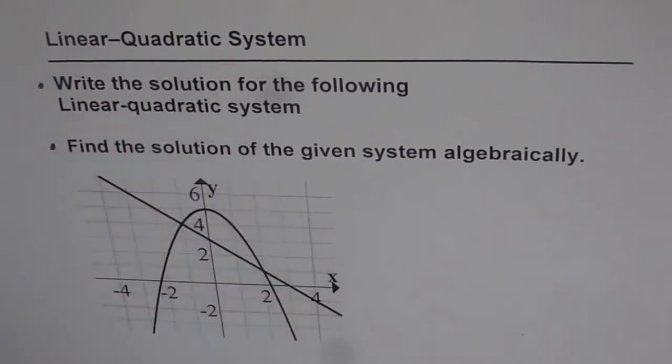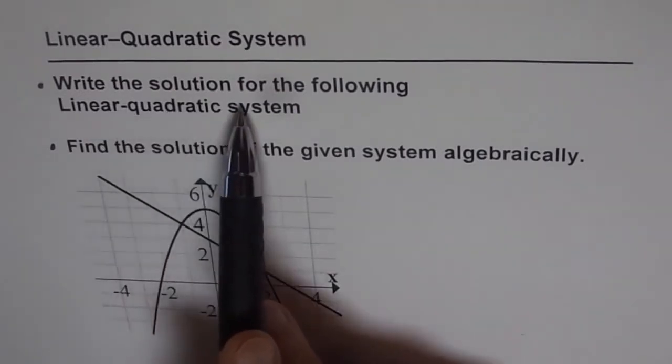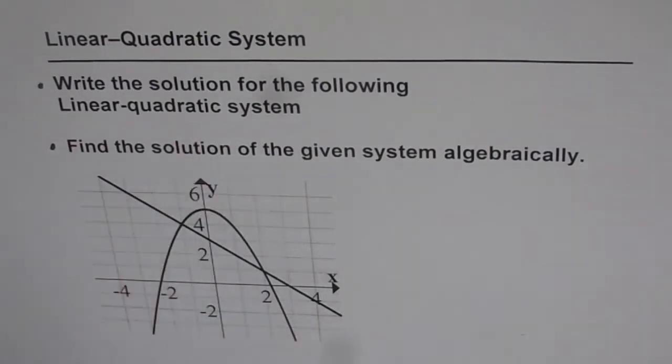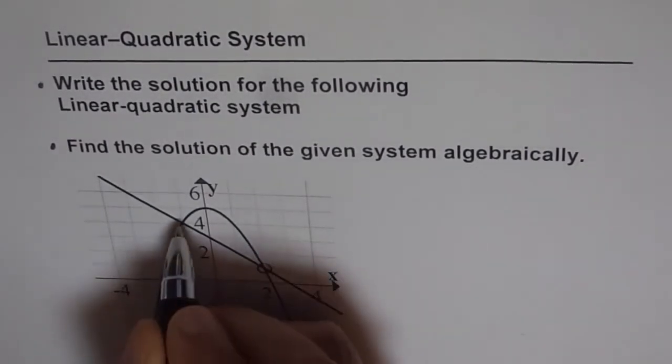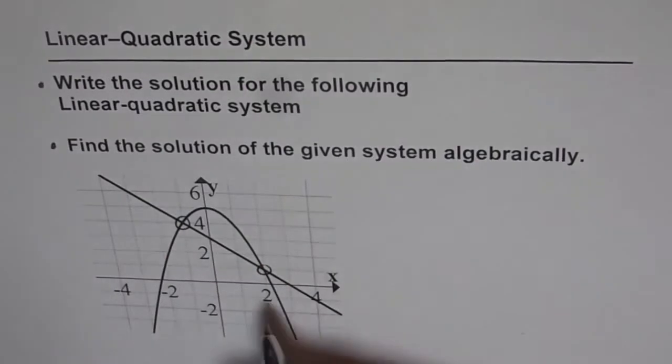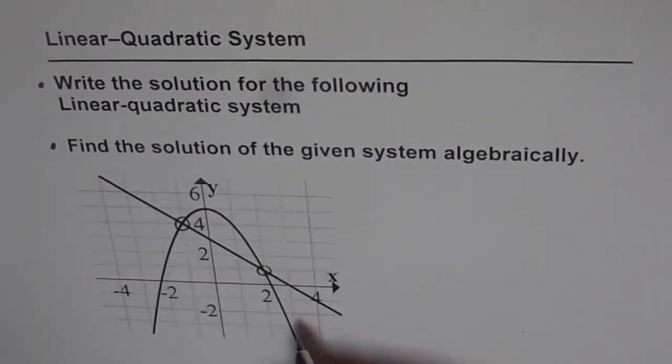So, a linear-quadratic system is a system where we have at least one line and one parabola to be represented on a graph. Now when the question is, write the solution for the following linear-quadratic system, solution means what? Solution here means the points where they intersect. So we find 2 points here on the graph where the line and parabola intersect, the points which they have in common. So these 2 points form the solution of the linear-quadratic system.